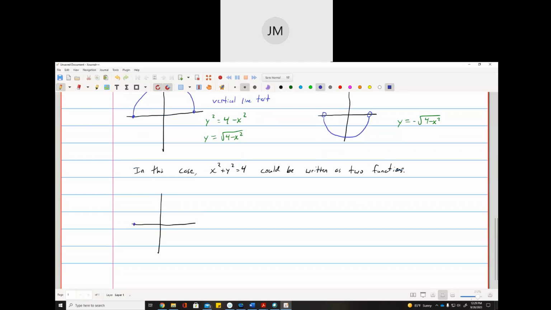I could say that this is one of my pieces. That is a function, passes the vertical line test. This is a function that passes the vertical line test. So these two functions also make up x squared plus y squared equals 4.